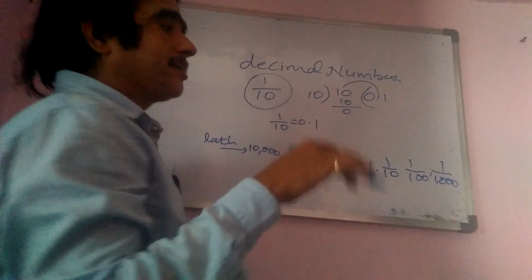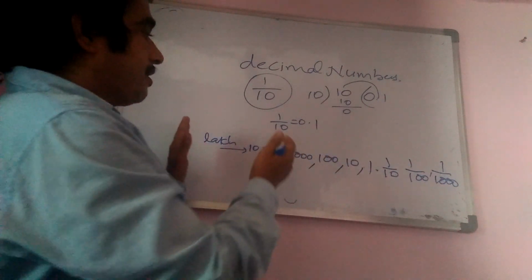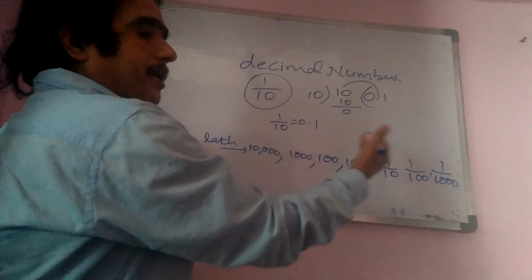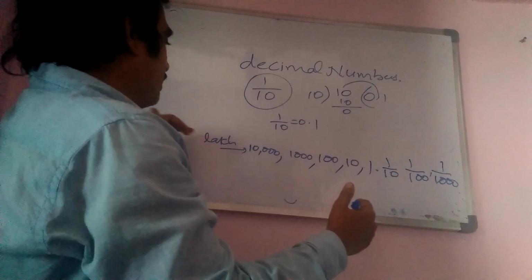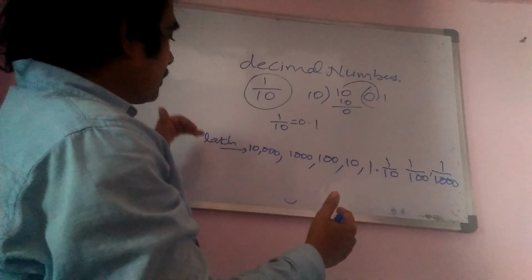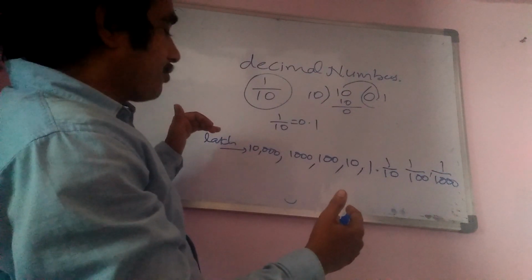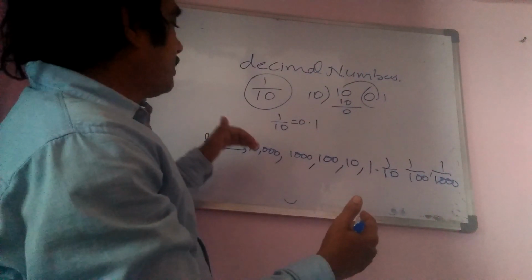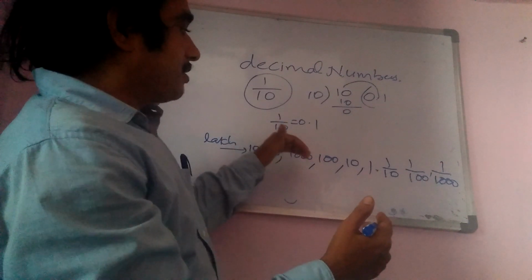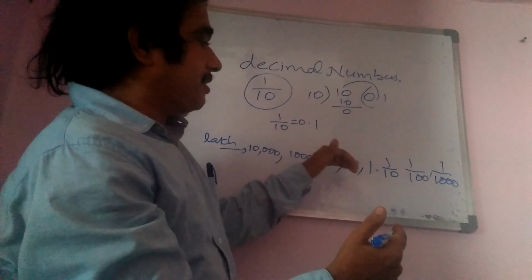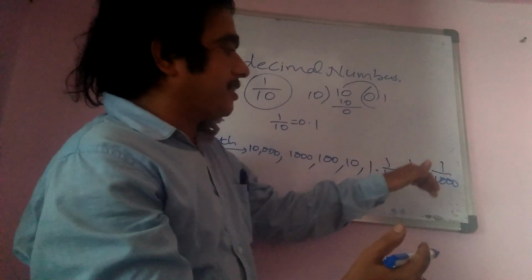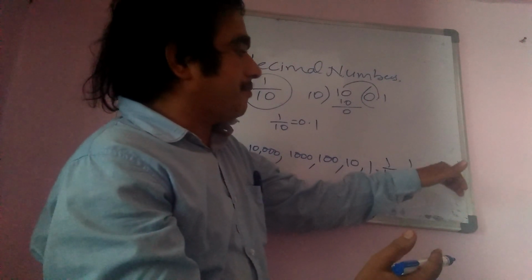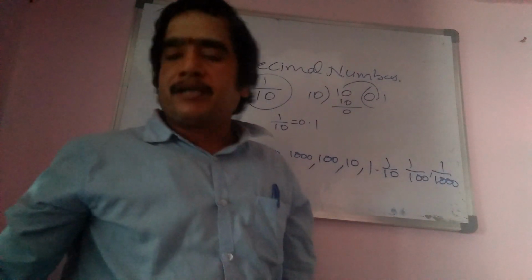So deci means 10th part. If you are moving to the right side, what happens? The 10th part decreases. Crores, 10th part 10 lakhs. 10 lakhs, 10th part lakh. Lakh, 10th part 10,000. 10,000, 10th part 1,000. 1,000, 10th part 100. 100, 10th part 10. 10, 10th part 1. 1, 10th part 1 by 10. 1 by 10, 10th part 1 by 100. 1 by 100, 10th part 1 by 1,000.